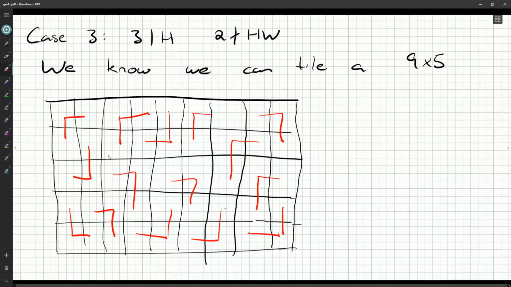Alright, so there's my example of doing a 9x5. Now, suppose I wanted a 9x7. Well, I would just add on... so we can do a 9 by any odd. So W is greater than or equal to 4. So if W is odd, W equals 5 plus 2 little w's.